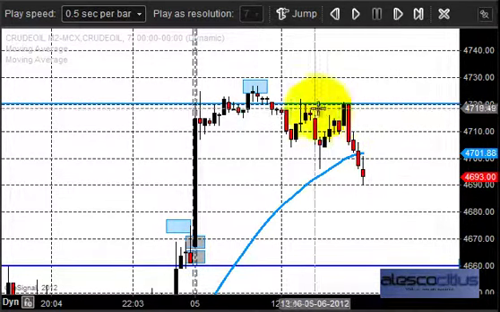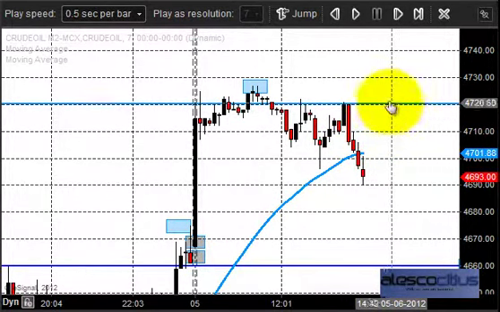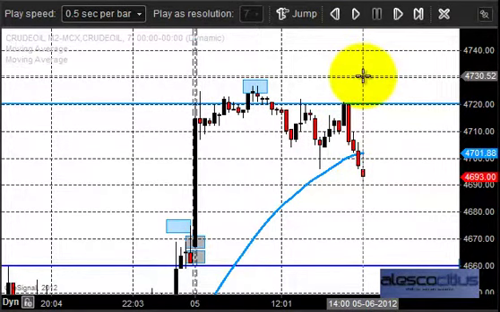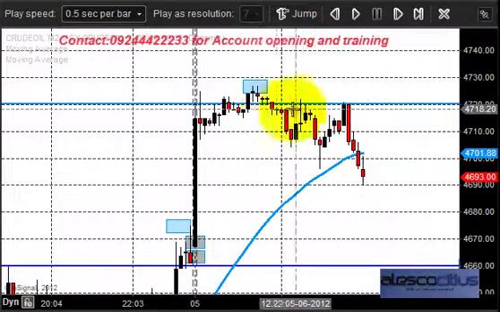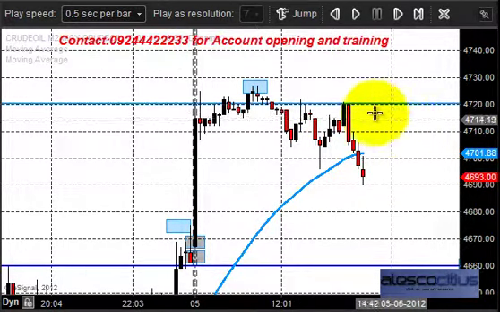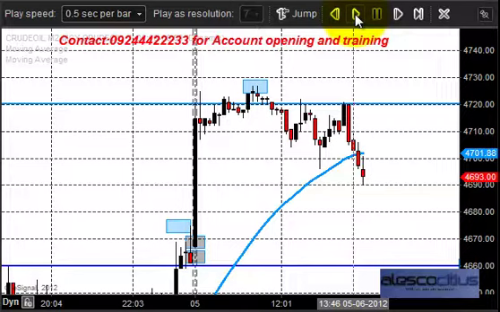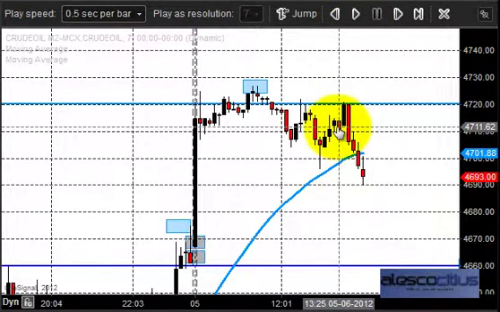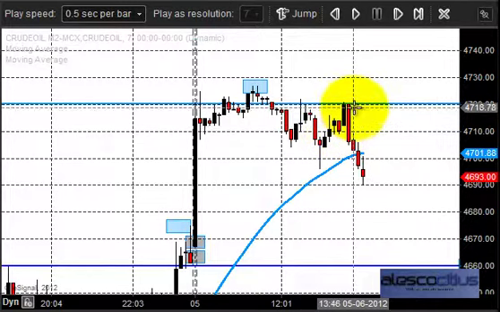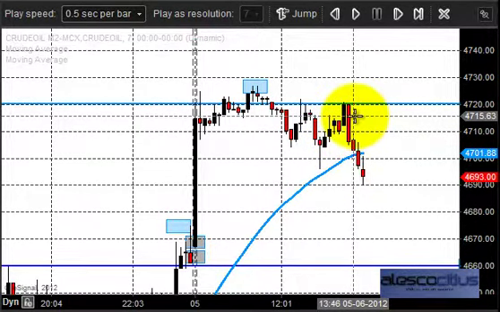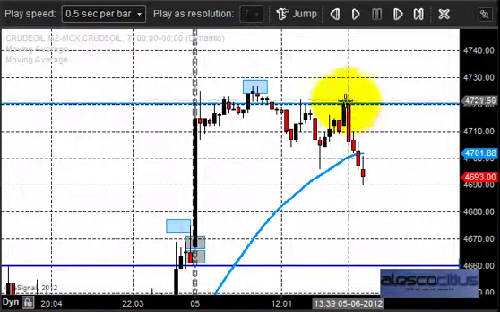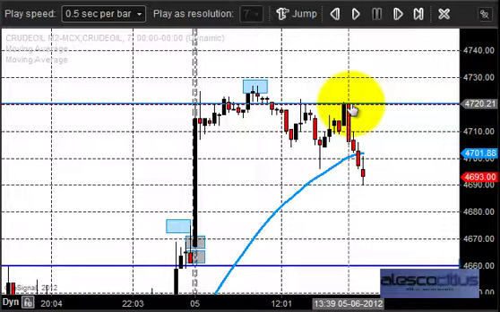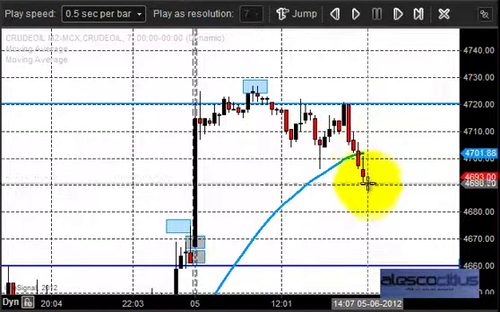There are a few questions on how we have marked this 4,720 as a resistance line. It is based upon the previous history. We have seen that when the price has moved above 5,000, this 4,720 played quite an important role in changing the trend. So based upon the history, we have marked this 4,720 as a resistance. Since the market was quite successful in finding resistance around 4,720, a failure to break this resistance is pushing the market down.